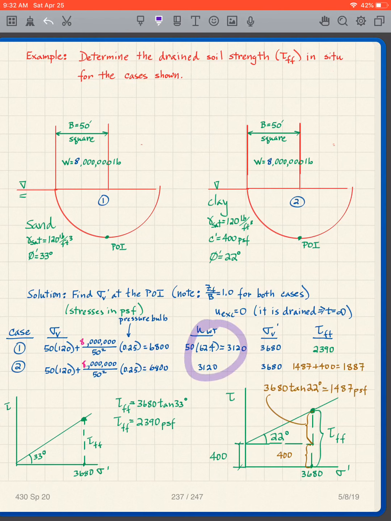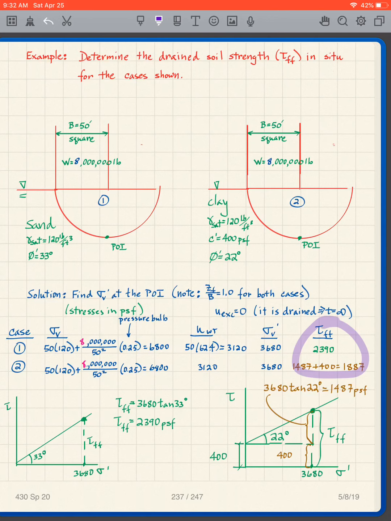I get my U water table. Notice slow loading is drained, so there's no U excess. So I get my U water table, and that gives me my sigma V prime. But then how do I get my tau FF?